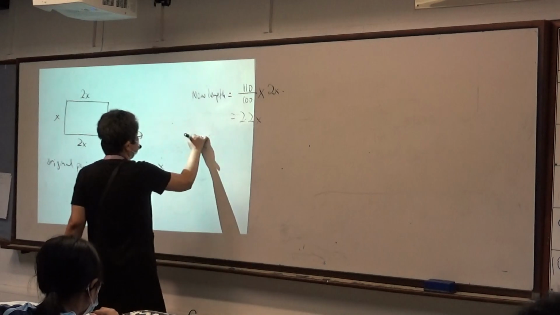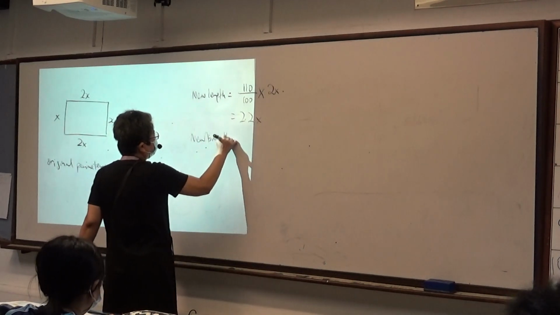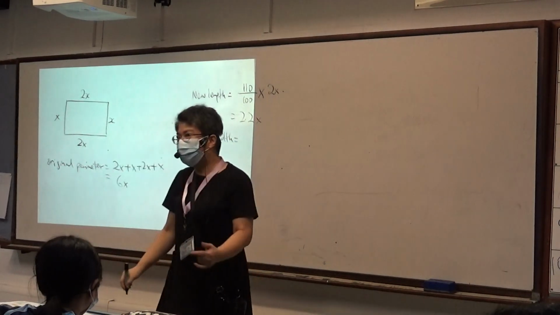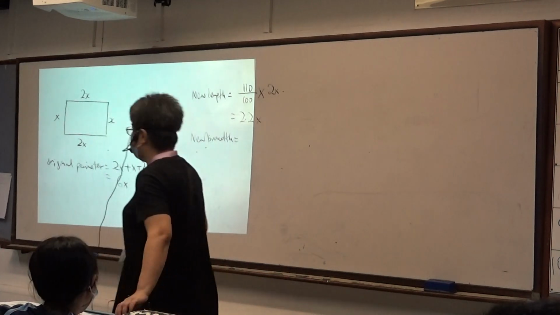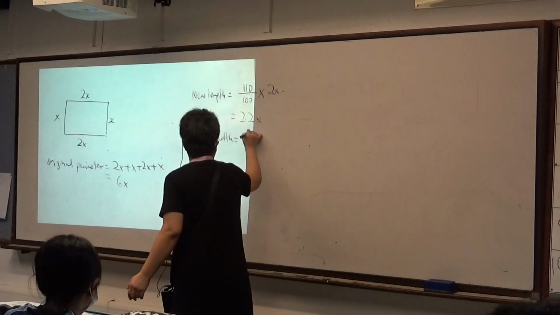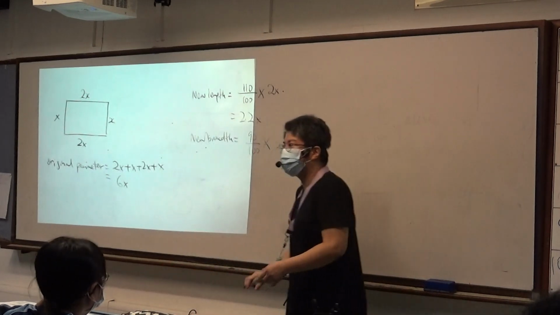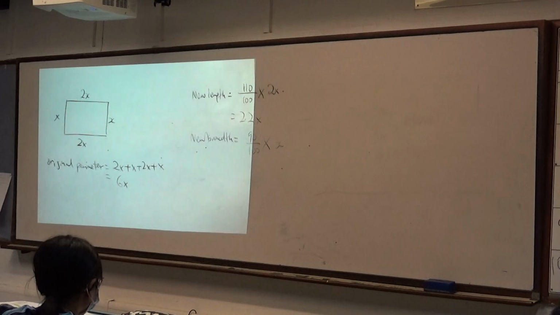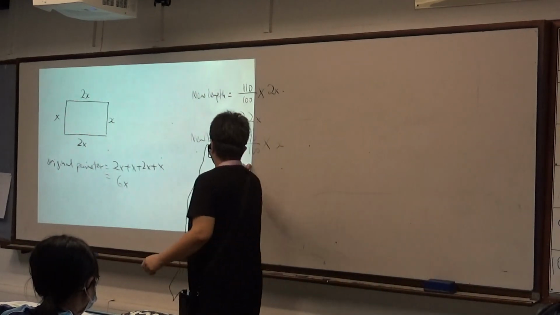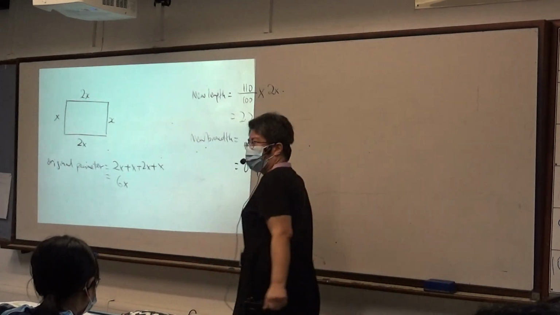What about the new breadth? What did the question say? Decrease by what? 10%. If it decreases by 10%, it becomes what? 90% of x, right? Okay, key in your calculator. What's 90% of x? Yes, 0.9x, right?